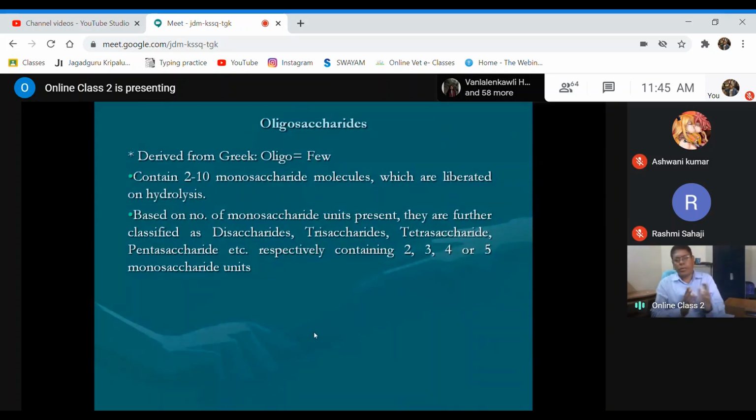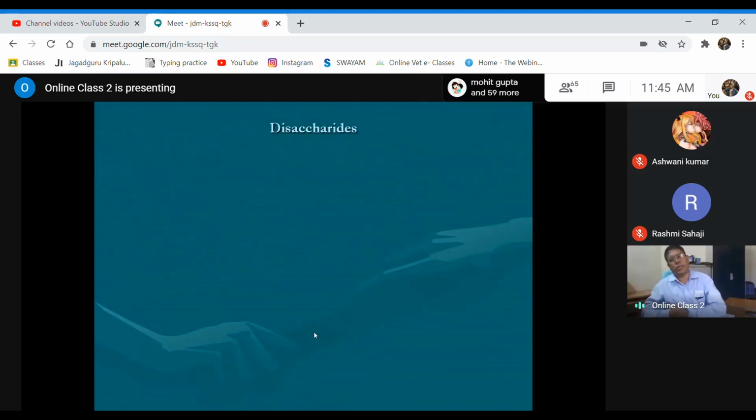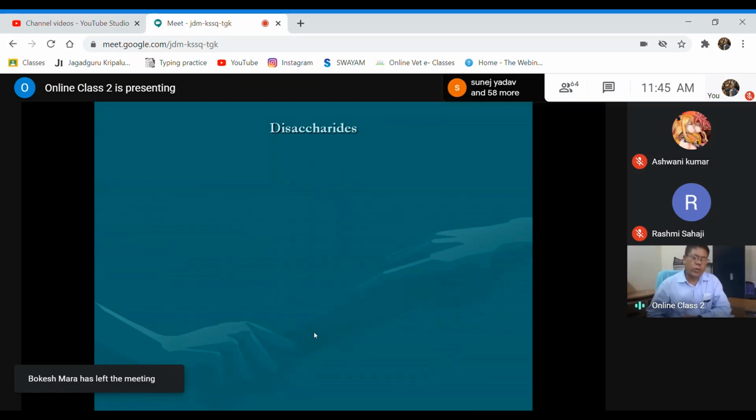So based on how many monosaccharide units are present in the oligosaccharides, they are further classified into disaccharide, trisaccharide, tetrasaccharide, pentasaccharide, hexasaccharide, heptasaccharide, octasaccharide, nonasaccharide, and so on. It will be called as per the number of monosaccharide units present in that particular oligosaccharide. Let's take some of the important examples of the oligosaccharides. First, we start with the disaccharides.